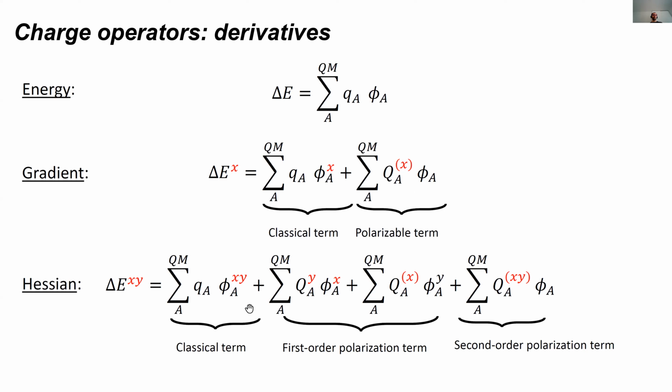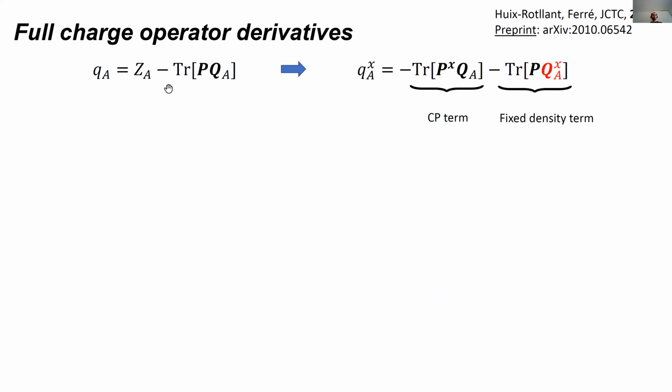For the Hessian, we have a similar thing. We have a classical term, which in this case is the second derivative of the external field with fixed atomic charges. We have a first order polarization term, the first derivative of the atomic charges, and then we have a second order polarization term. So if we want to construct these gradients and Hessians, we need to derive the atomic charges. This is the definition of the partial charge: the nuclear charge minus the trace of the density with this atomic charge operator. If we want to derive that, this is a fixed term, so it gets canceled. So we just have two terms.